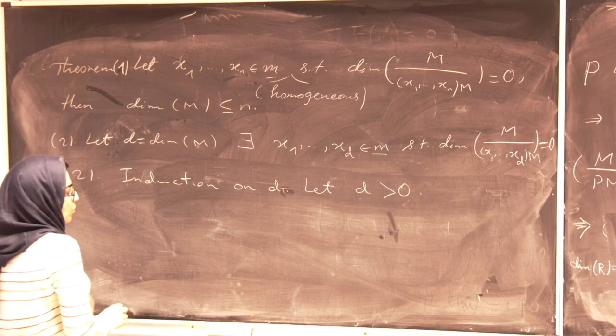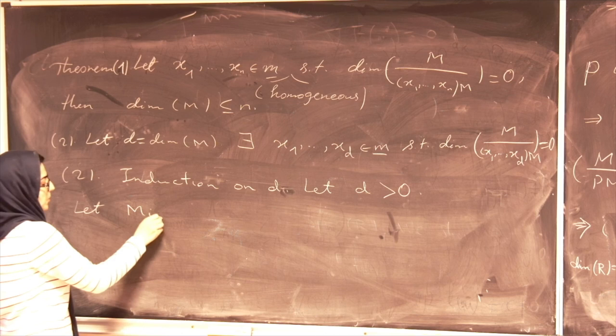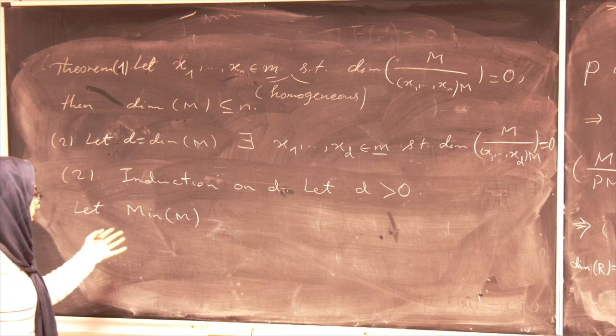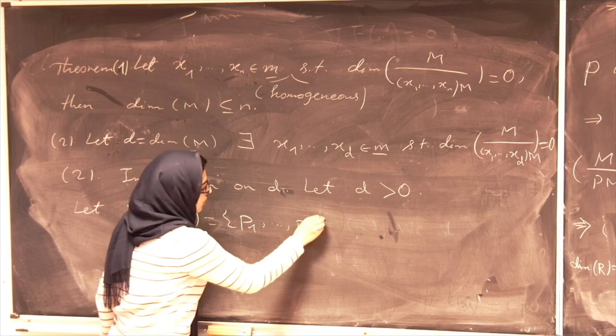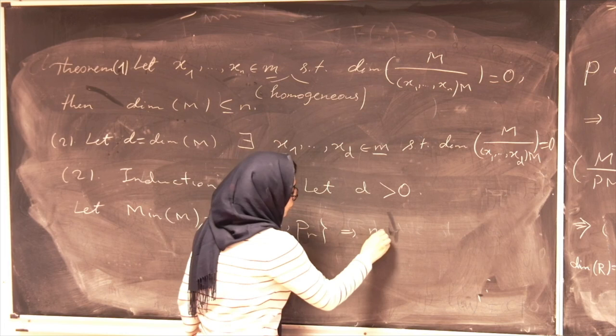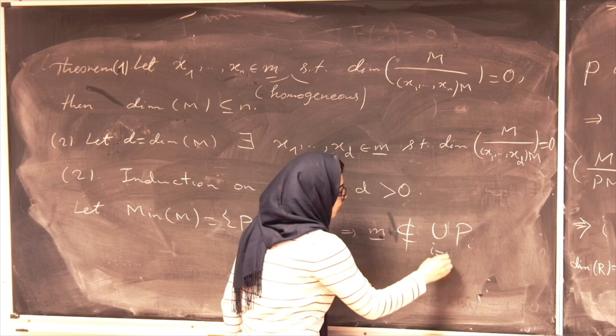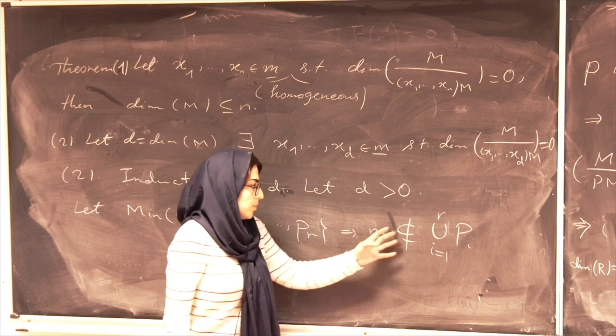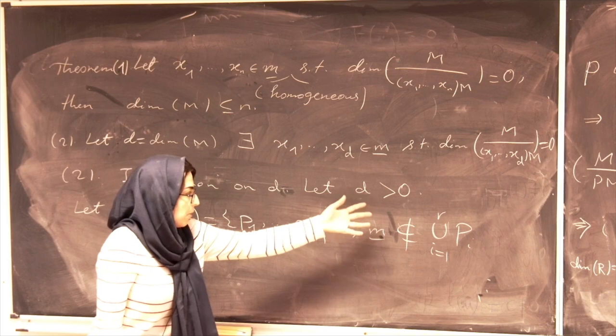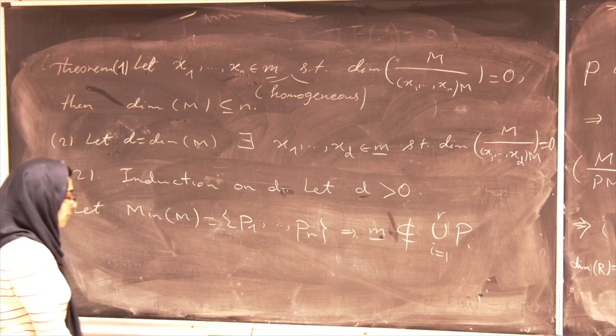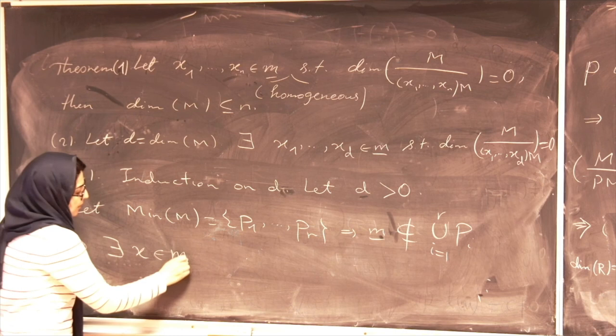Suppose that the minimal prime ideals in the support of M are P1 to Pr. When d is positive, we are sure that the maximal ideal m is not contained in this union by the prime avoidance theorem, because if m is contained in this union, it should be contained in one of them. So the dimension of M is the height of one of these things, which is zero. This is not the case because the dimension is positive. So we can choose an element in m minus this union.